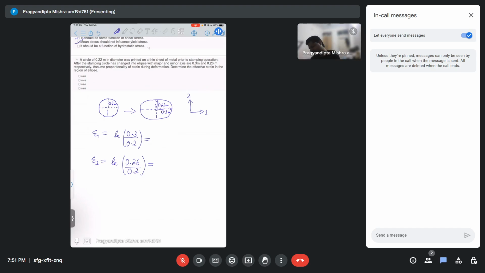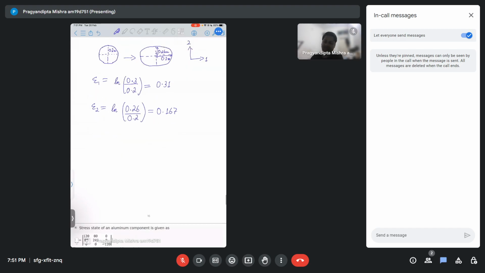So answers are 0.31 and 0.167. Okay, that's your epsilon 1 and epsilon 2. Now your epsilon 3, because we are assuming a constancy of volume, should be equal to negative of epsilon 1 plus epsilon 2, right?